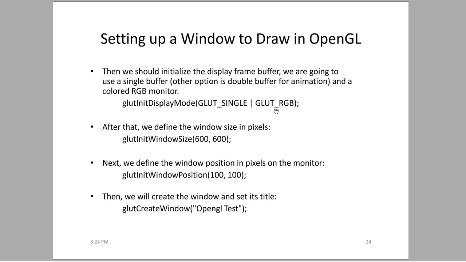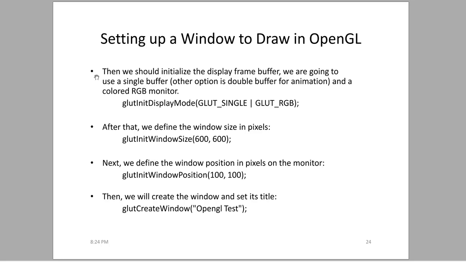Then we define the window size. The initial window size is 600 by 600. This is the number of pixels on the x-axis and y-axis. If you use 300 by 300, that will be a small window. 100 by 100 will be a very small window. 600 by 600, for example, will be about half the screen. Then we define the window position.